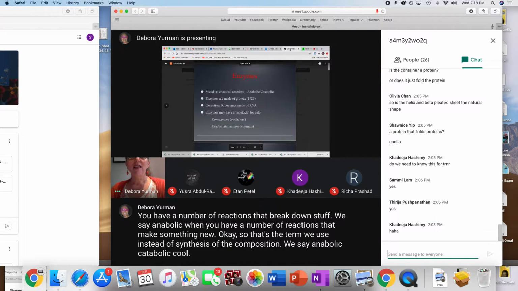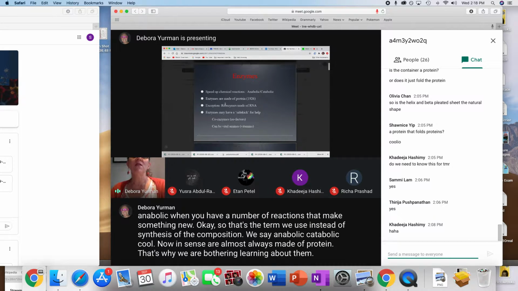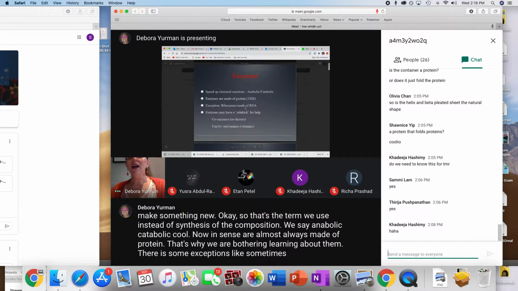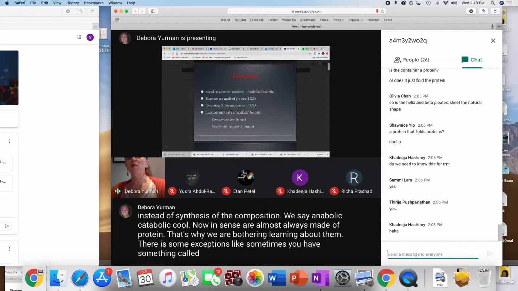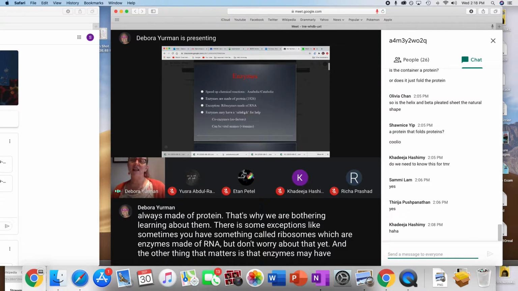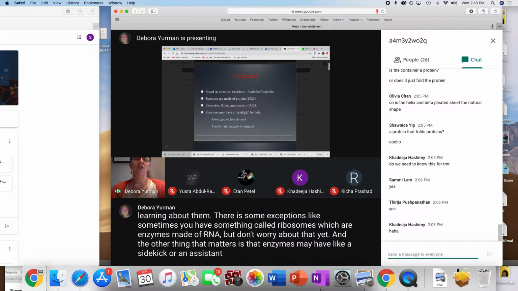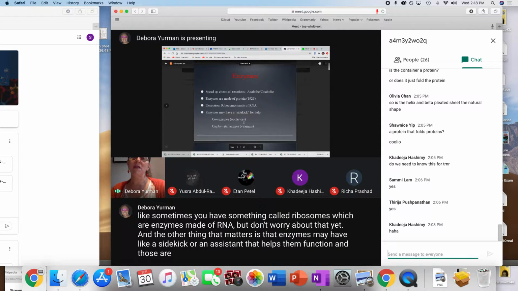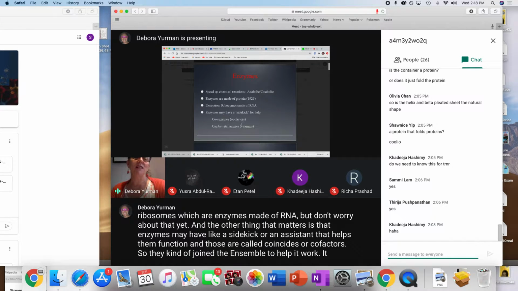Cool? Now, enzymes are almost always made of protein. That's why we are bothering learning about them. There are some exceptions, like ribozymes, which are enzymes made of RNA, but don't worry about that yet. The other thing that matters is that enzymes may have a sidekick or an assistant that helps them function, and those are called coenzymes or cofactors. They join the enzyme to help it work. You will see more of that next unit.